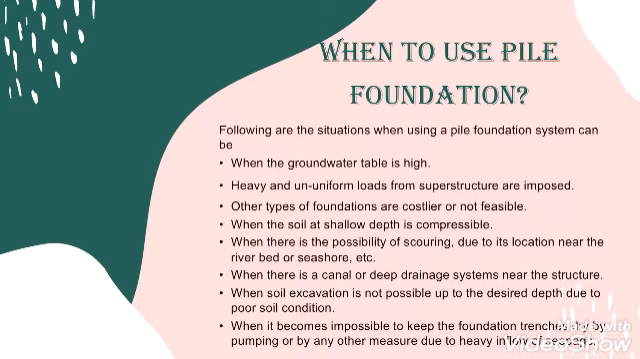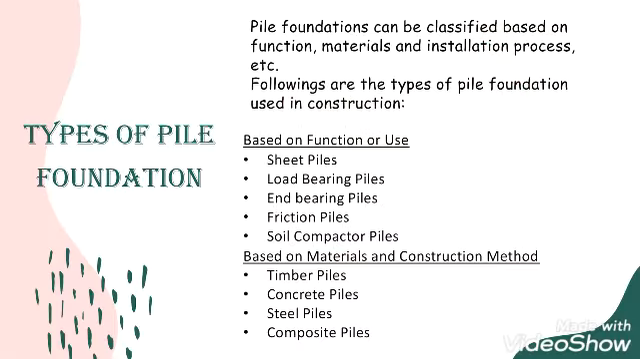Next, we move to types of pile foundation. Pile foundations can be classified based on function, materials, and installation process. Following are the types of pile foundation used in construction. First, based on function or use: sheet piles, load-bearing piles, end-bearing piles, friction piles, and soil compactor piles. Based on materials and construction method: timber piles, concrete pile, steel pile, and composite piles.